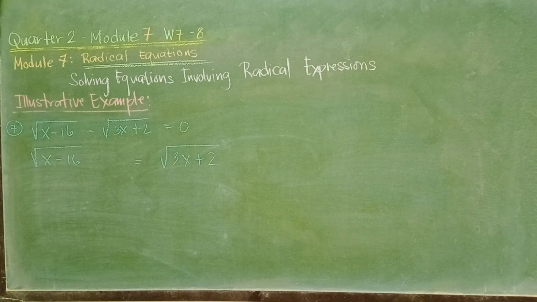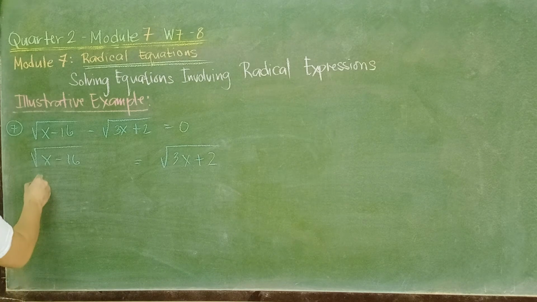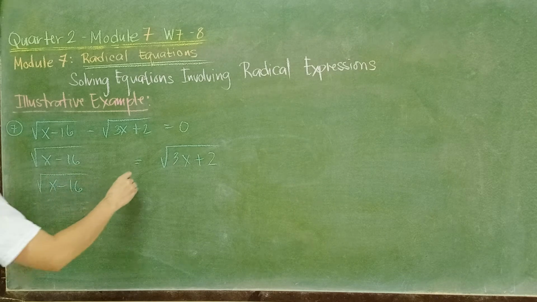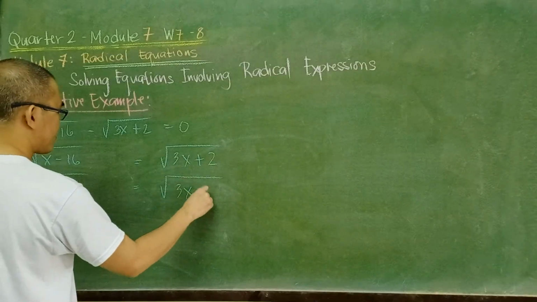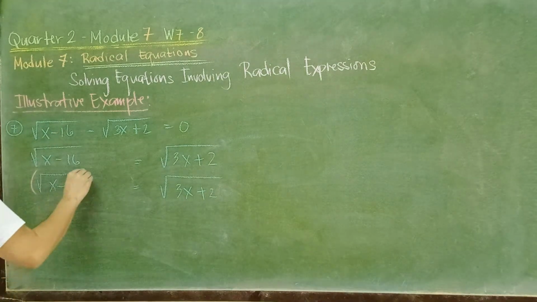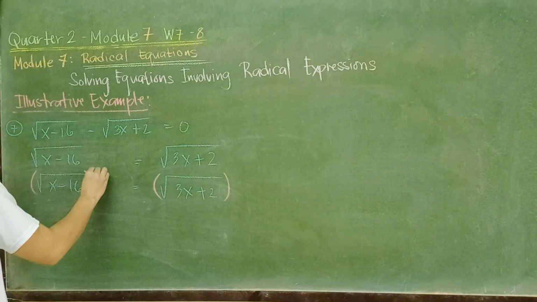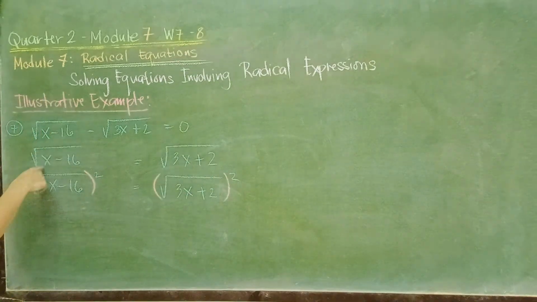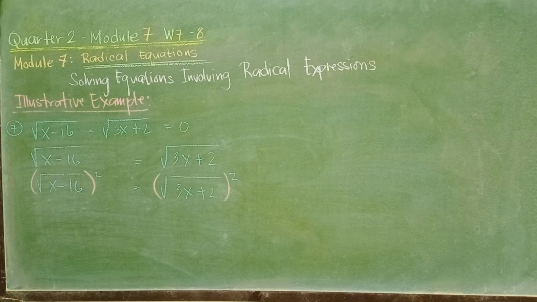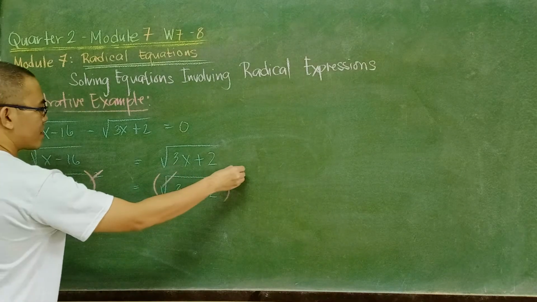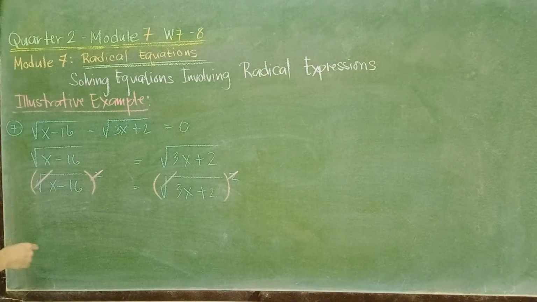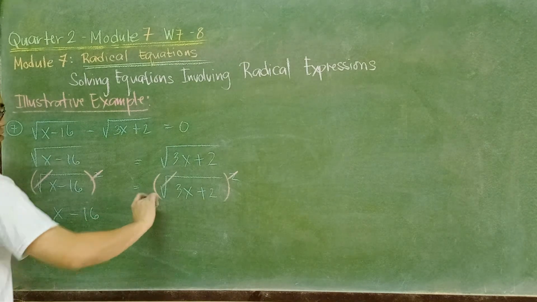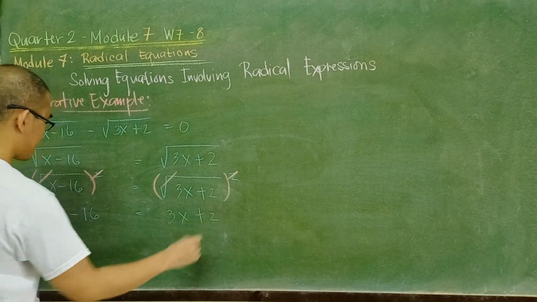So, pag-iwalayin muna natin sila. And then, yung next step is square natin on both sides. So, we have x minus 16, 3x plus 2, square natin both sides para ma-cancel natin yung mga radical sign. So, dito pwede natin i-cancel yan, tsaka ito. Yan, tsaka ito. Now, ang matitira na lang dito sa may left side is x minus 16. Dito sa may right side is 3x plus 2.